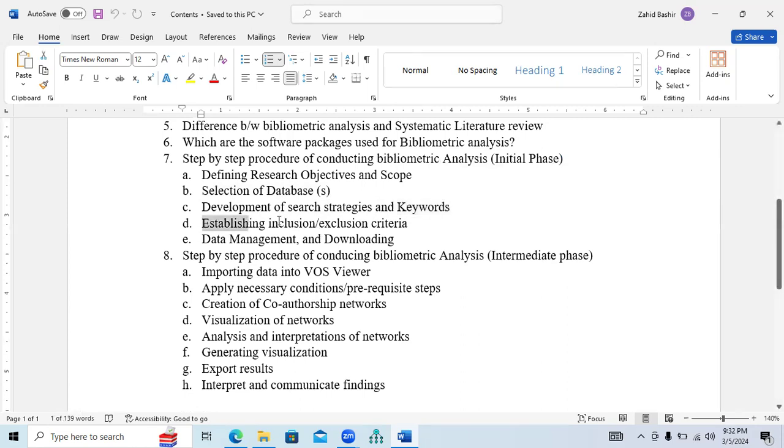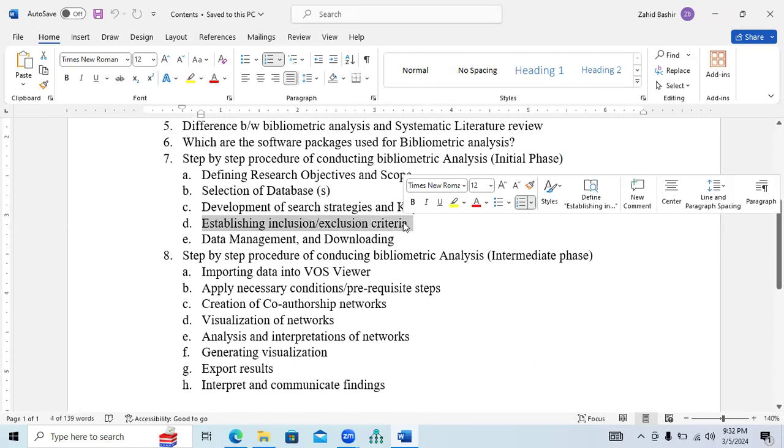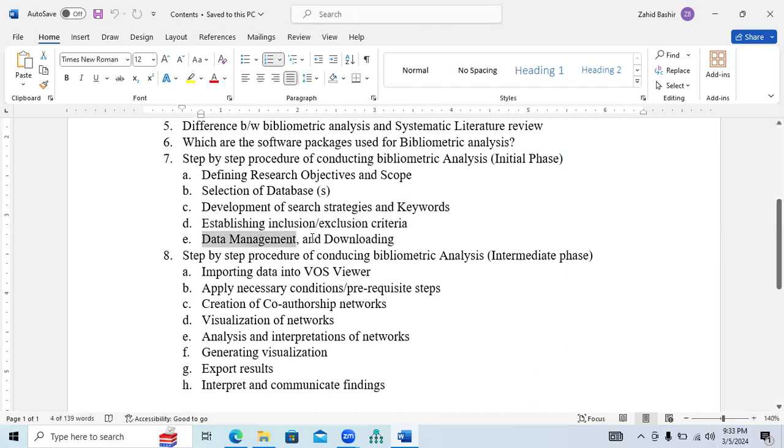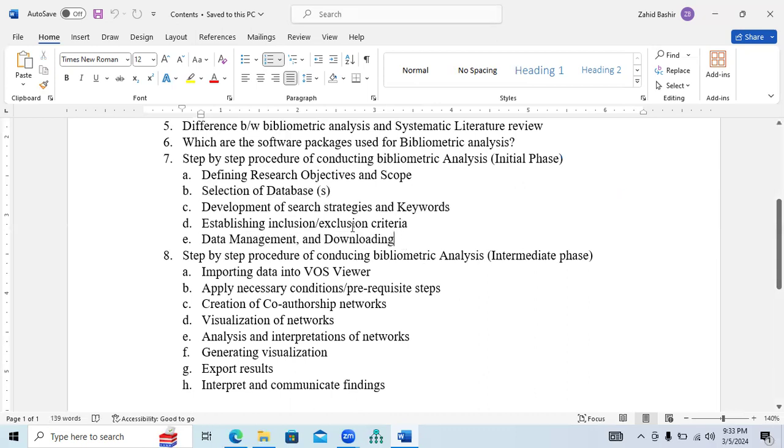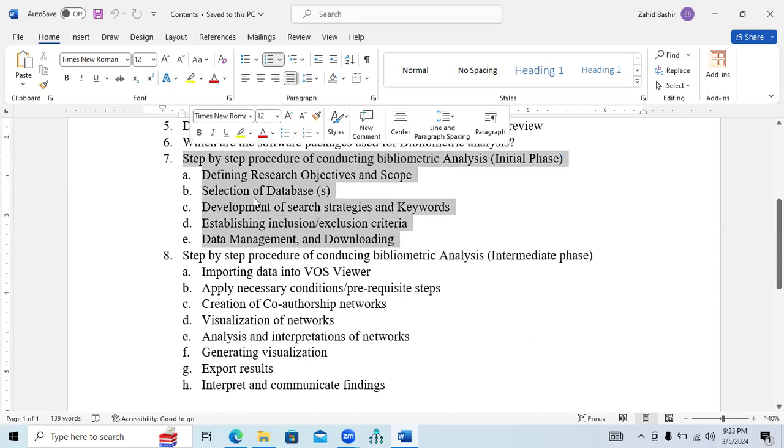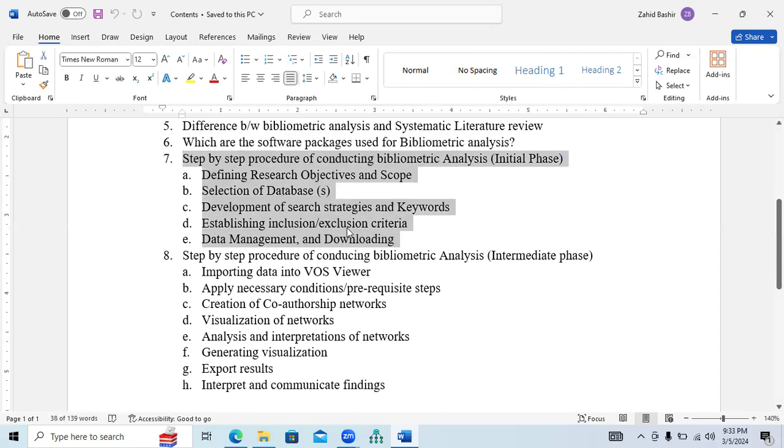Then you need to establish some inclusion or exclusion criteria, because some of the things during data collection will be required for bibliometric analysis, and some of the things would not be required. Some of the things would be more than our requirement, so we need to exclude those things. Then we will apply data management, and then we download the data. So this is basically the initial phase. I will discuss in detail one by one.